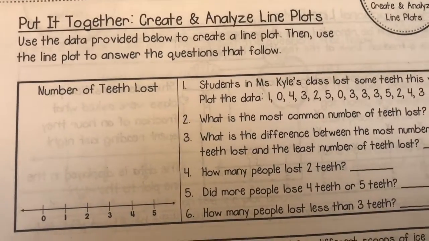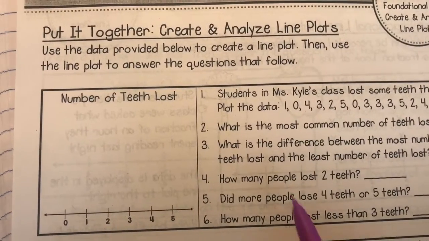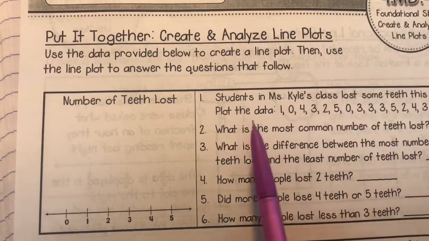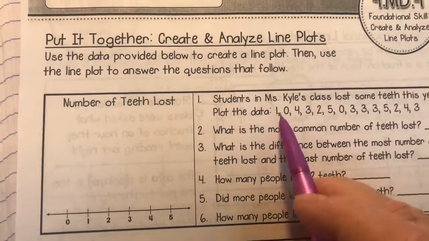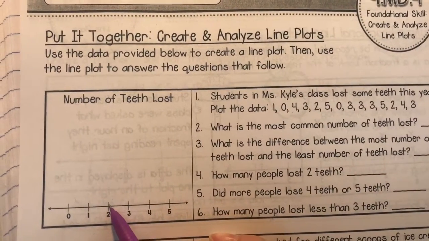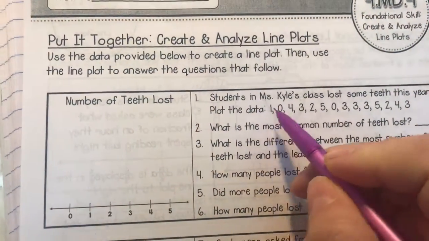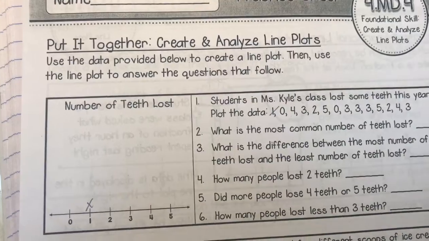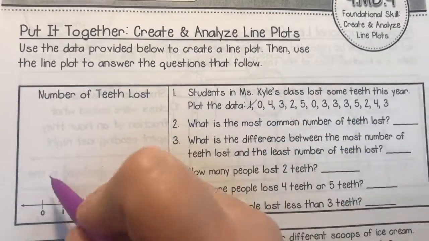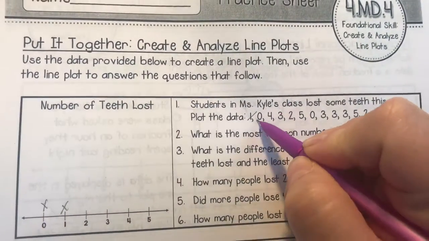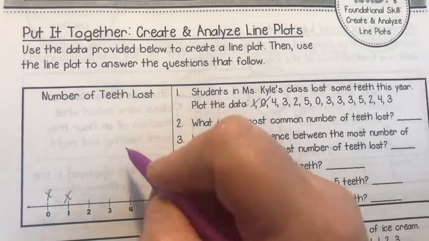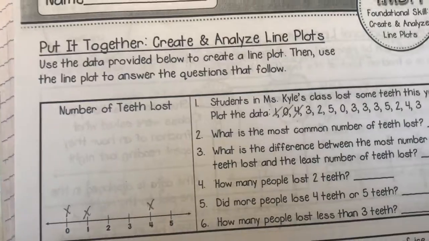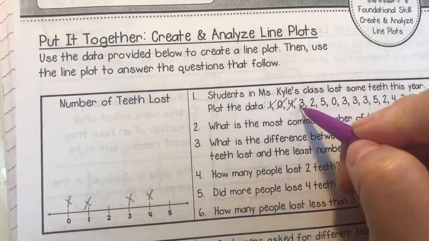difficulty. Okay, so I'm going to show you how to put the numbers on a line plot. Up here it says the students in Miss Kyle's class lost some teeth this year. Plot the data. Every time I see a number, I need to put an X on the line plot to represent it. Here's 1, so I'm going to put an X over here for the 1. I'm going to cross it off so that I know I've used it. 0, put an X, cross it off. 4, put an X, cross it off. 3, put an X, cross it off.